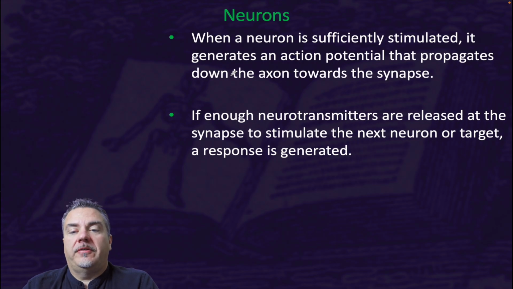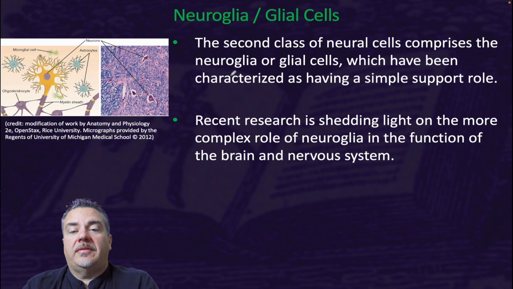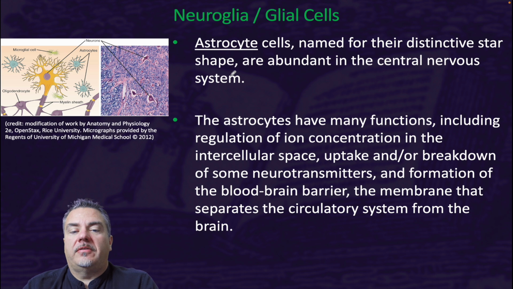When a neuron is sufficiently stimulated, it generates an action potential that propagates down the axon towards the synapse. If enough neurotransmitters are released at the synapse to stimulate the next neuron or target, a response is generated. The second class of neural cells comprises the neuroglia or glial cells, which have been characterized as having a simple support role. Recent research is shedding light onto the more complex role of the neuroglia and the function of the brain and nervous system. Astrocyte cells, named for the distinctive star shape, are abundant in the central nervous system.